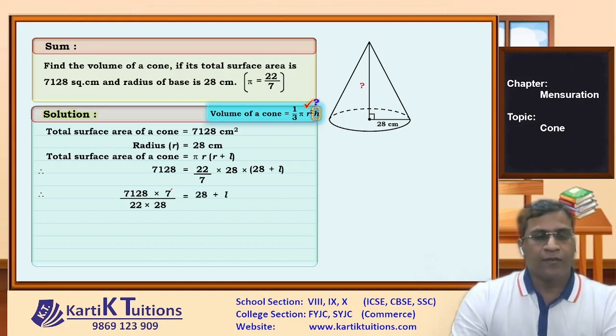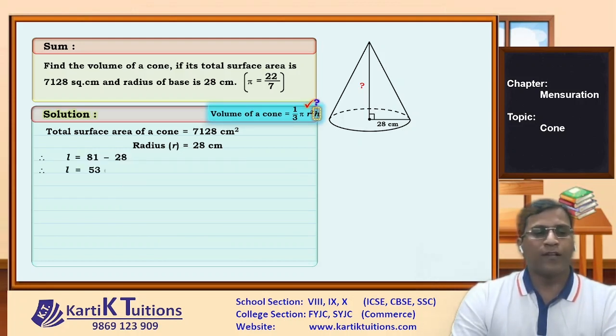Let's simplify. See here, 7 ones are 7, 4s are 28. Then 11 twos are 22, 648s are. Now we can even reduce this by 2. It will become 324. So basically we get 324 upon 4 is equal to 28 plus l. Now इसको रिड्यूस करोगे तो क्या मिलेगा? 81. So 81 minus 28 is equal to l. So basically we get l is equal to how much? 53 centimeter. l मिल गया.